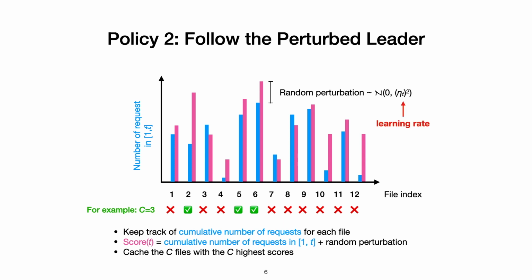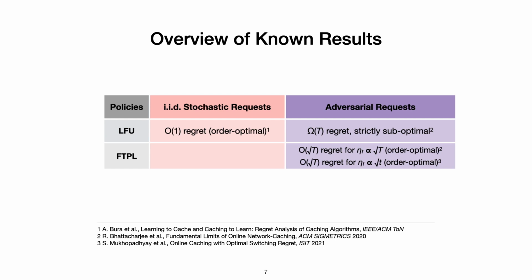Here is an overview of what is known about these two policies. LFU is known to have order optimal regret with respect to time for IID stochastic arrivals and is known to be strictly suboptimal for adversarial arrivals. FTPL with eta t proportional to square root of capital T and eta t proportional to square root of small t are both order optimal for the adversarial setting, with regret scaling at order square root of capital T. Note that capital T is the number of slots in the time horizon of interest, while small t denotes the index of the current time slot. Recall that the question we are trying to answer is: are there caching policies that have order optimal regret with respect to time for IID stochastic and adversarial arrivals?